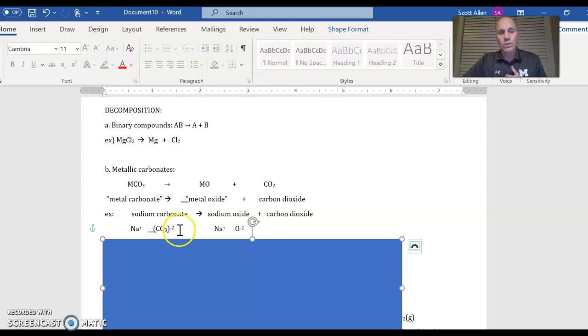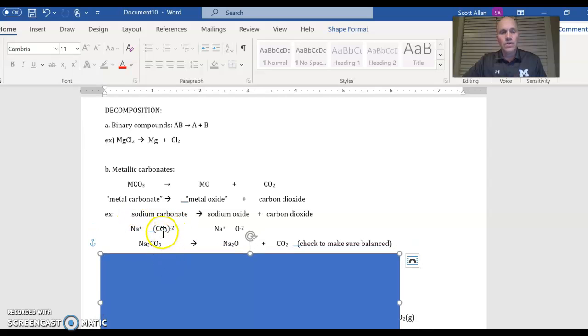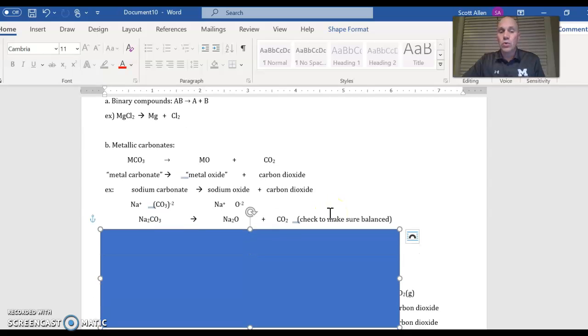And for each of these, we're going to apply the crisscross rule. All right, so the crisscross rule for these ions will give us this formula right here. All right, applying the crisscross rule for these right here would give us this formula. And carbon dioxide, we're just going to bring that down. All right. The last thing you need to do is to check to make sure that the formula equation is balanced. Sometimes it might already be balanced.